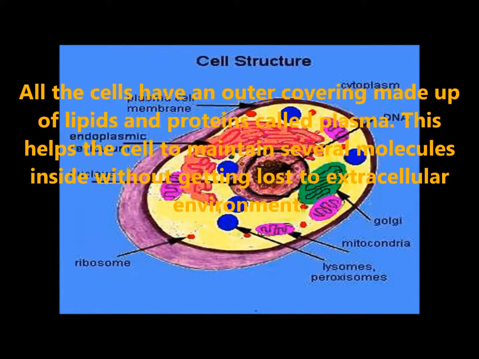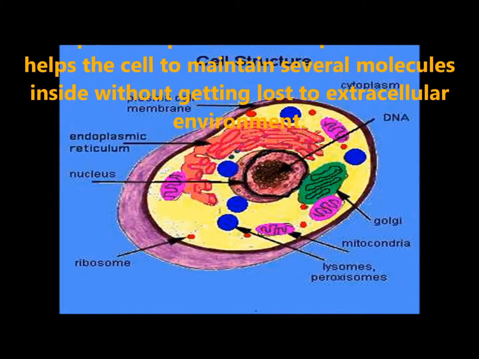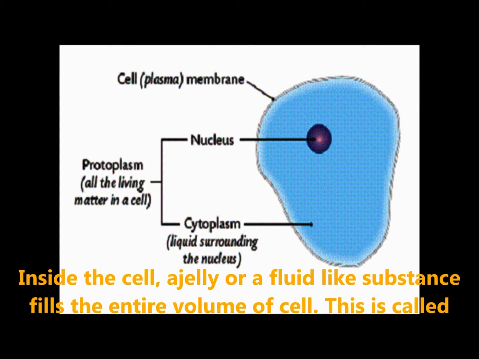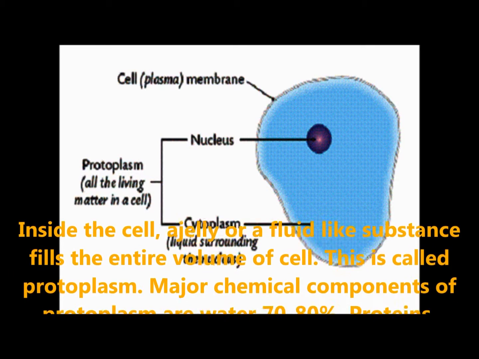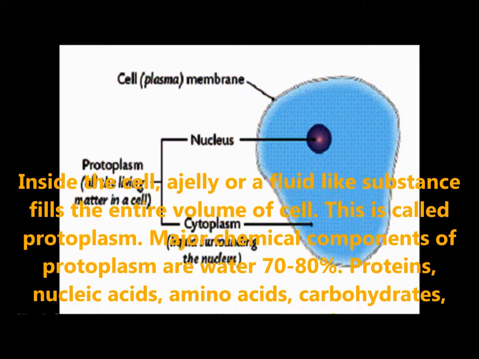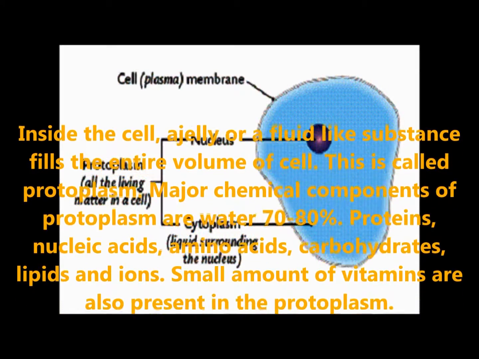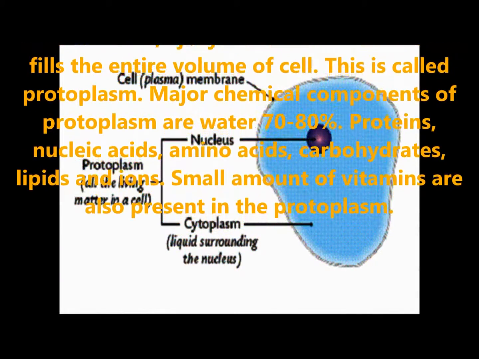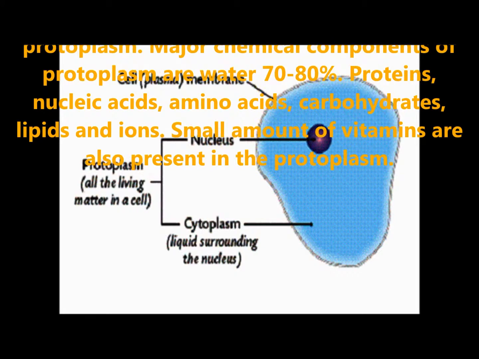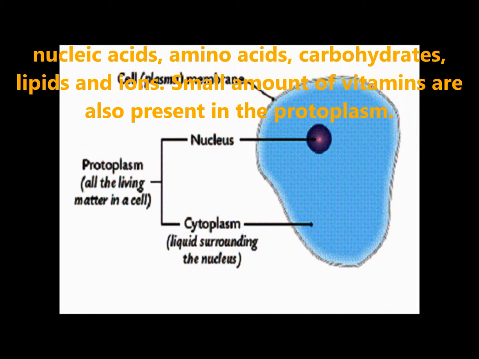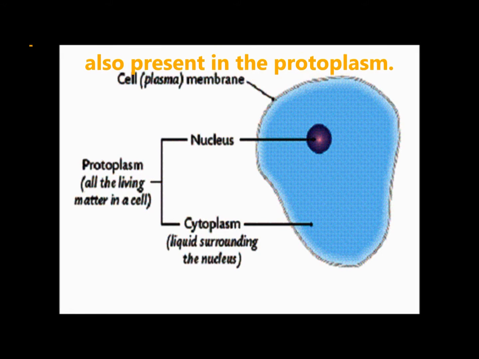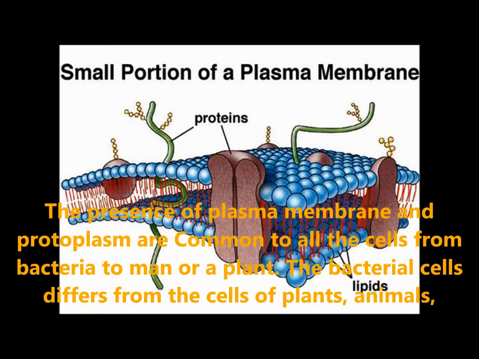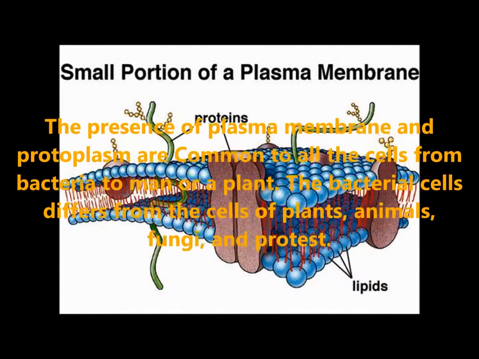This helps the cell to maintain several molecules inside without losing them to the extracellular environment. Inside the cell, a jelly or fluid-like substance fills the entire volume of the cell. This is called protoplasm. The major chemical compounds of protoplasm are water, 70 to 80%, proteins, nucleic acids, amino acids, carbohydrates, lipids and ions. A small amount of vitamins is also present in protoplasm. The presence of plasma membrane and protoplasm is common to all cells, from bacteria to man or a plant.